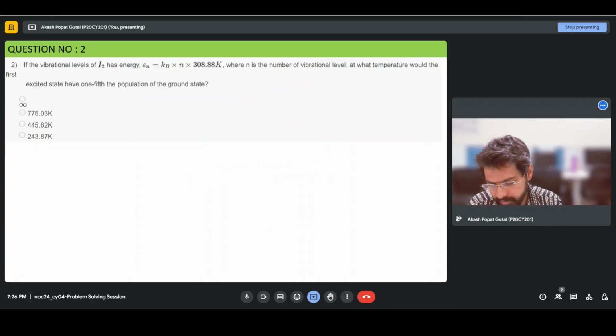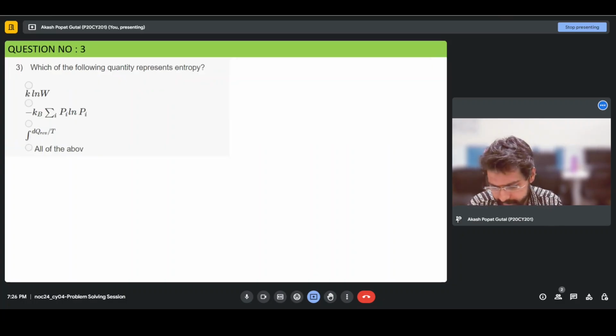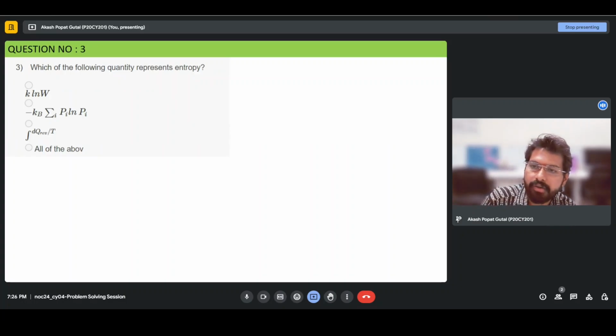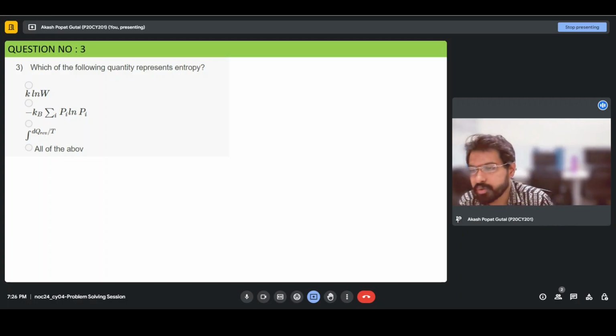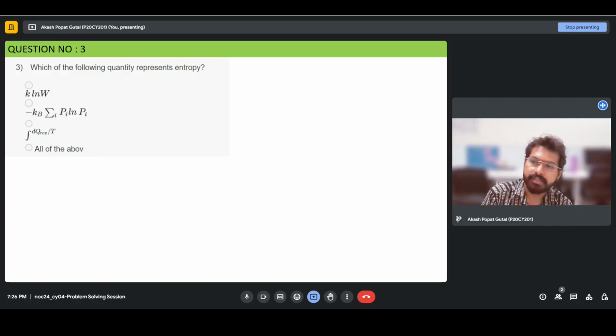Then the next question. This question we will solve at the end. It had some problem. So question number 3. Which of the following quantities represents entropy? There are four options given. Let me know which is the correct option. Take your own time, take 2 minutes. Just a 2 minute job.